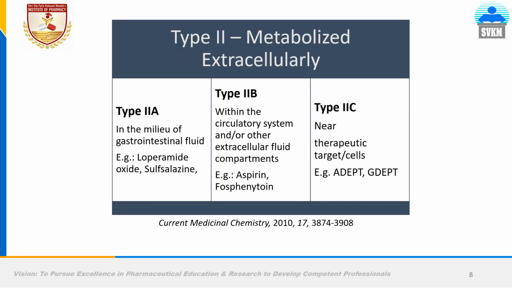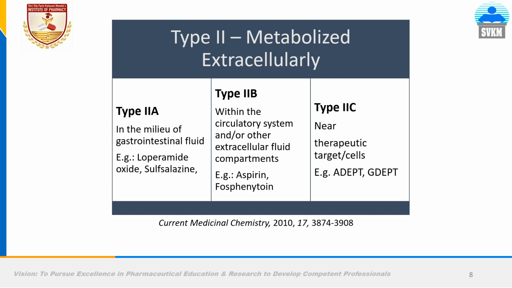So if we see type 2, that is metabolized extracellularly. They again have three types, A, B and C. The A type is metabolized in the gastrointestinal tract, B is metabolized in the circulatory system or other extracellular fluid, and C is near the target cell. But in the C type, we are using a targeted drug delivery system, so antibody directed enzyme prodrug therapy, and next is gene directed enzyme prodrug therapy, ADEPT and GDEPT.